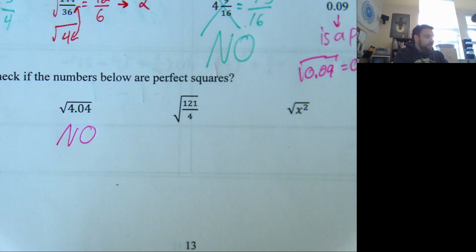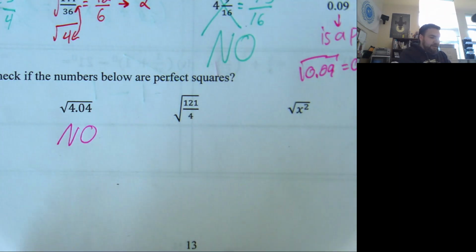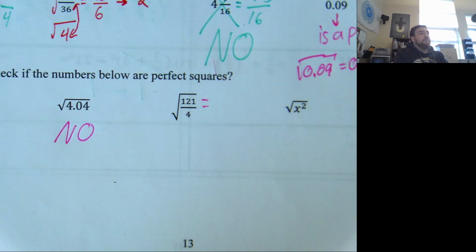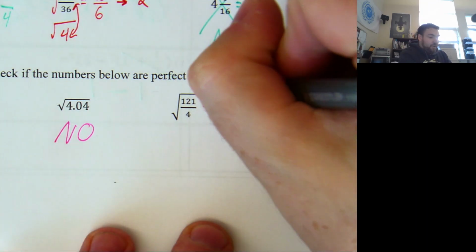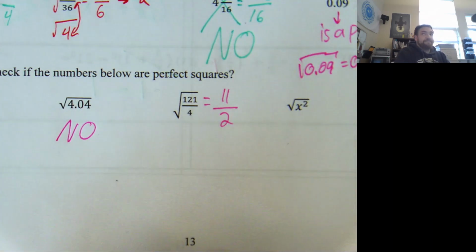Next one, 121 over 4, square rooted. Is that thing a perfect square? Yeah, it is. Because 121 is a perfect square, and 4 is a perfect square. So what is the square root of 121 over 4? What times itself is 121? 11. It is 11 over 2.